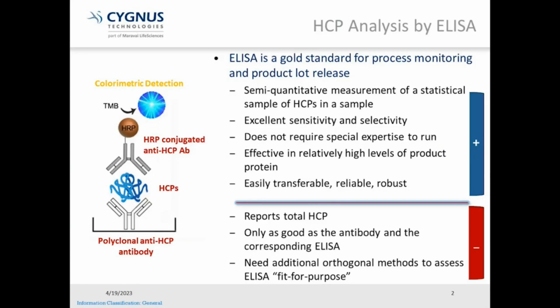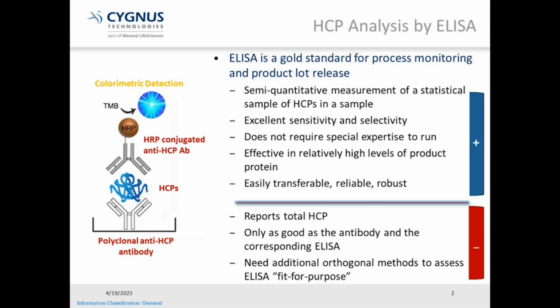Why do we use ELISA to quantify host cell proteins? ELISA is the gold standard for process monitoring and product lot release, primarily because it can measure nanogram per mL levels of host cell protein in the presence of mg per mL levels of product protein. However, it has its pros and cons as shown here.